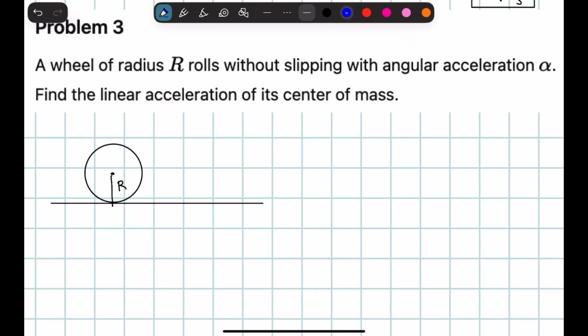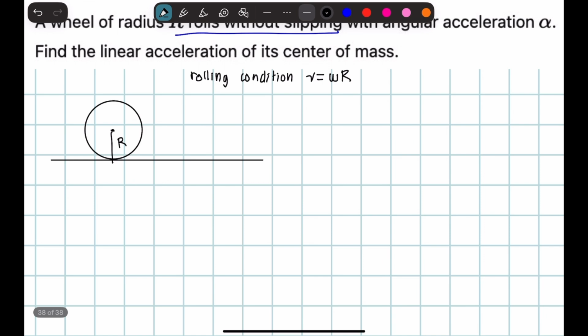So what does that mean? That means that we can use the rolling condition. So what is the rolling condition again? So the rolling condition that we know is just V that relates the translational and rotational worlds. It's just V is equal to omega times R. We should actually say omega, not W. That's my bad. So then after this, you would differentiate both sides.